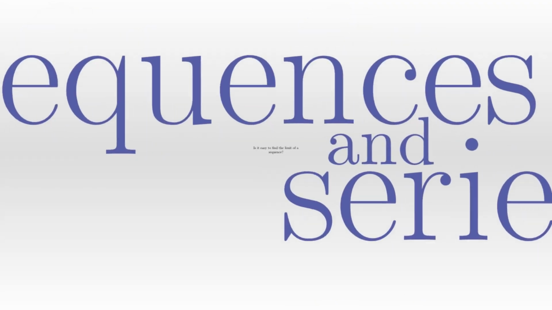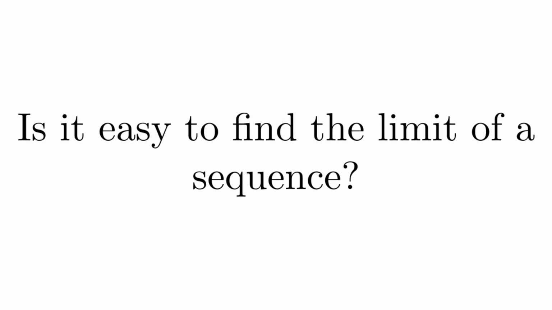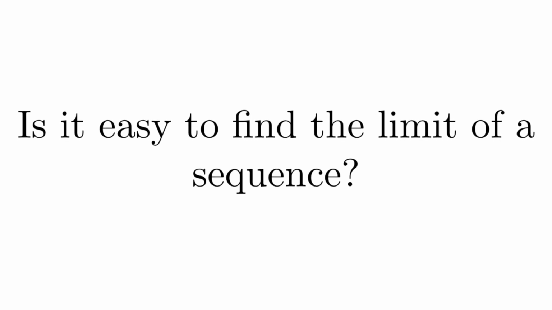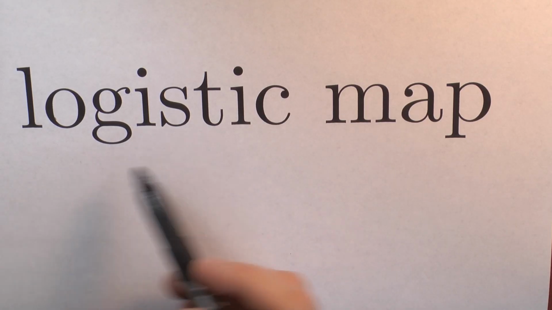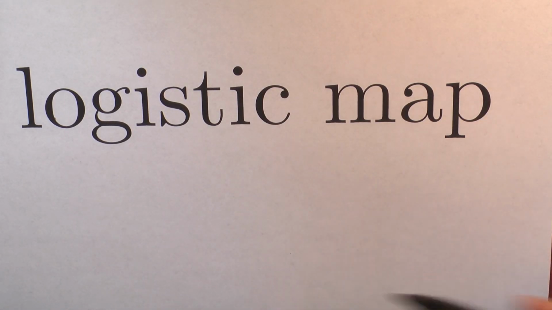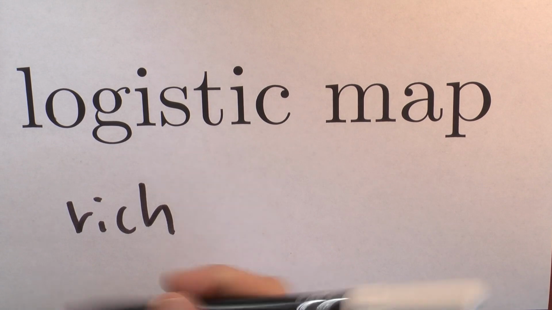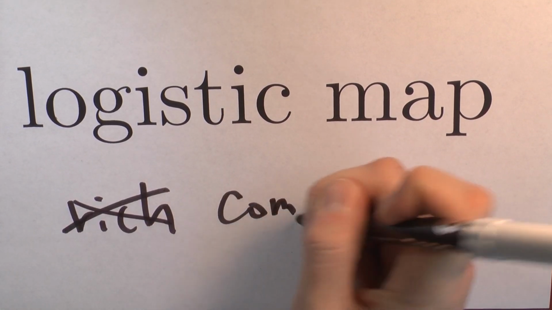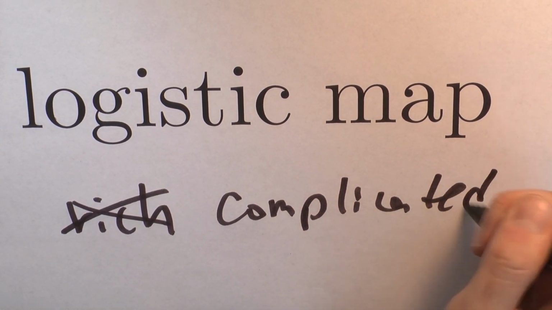Sequences are complicated. It's not so easy to find the limit of a sequence. The logistic map provides one source of rich, and by rich I mean very complicated, examples. Let's see how these are defined.